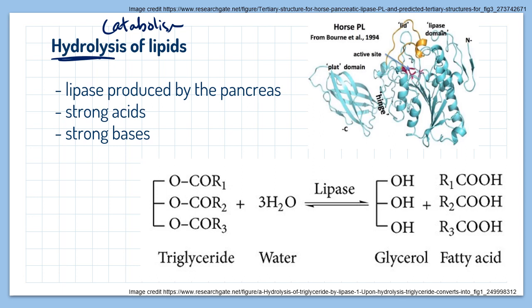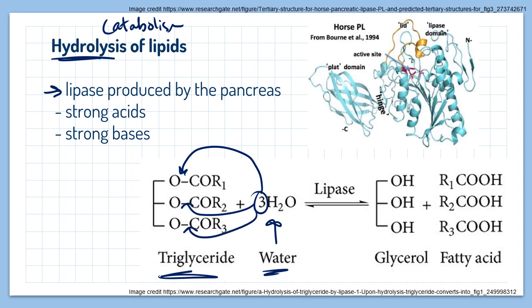A couple different ways that we can do it. We can add some lipase. Lipase is a protein enzyme that is produced by the pancreas, dumped into the small intestine. This is how we digest triglycerides in our biological systems. We take that triglyceride, we add some water because it is hydrolysis, right? We need to add some water. Notice that we have 3 water molecules. I need 1 for each of those ester bonds in the triglyceride.